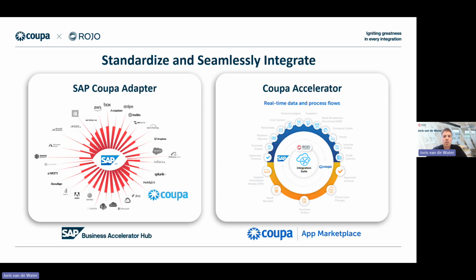The perfect solution, standard solution, basically consists of two components. First, we have the SAP Coupa adapter. This is one of the standard adapters which is released by SAP via the Business Accelerator Hub, formerly known as api.sap.com. It is the standard technical bridge between SAP and Coupa. You can easily download it, and the adapter is free of charge.